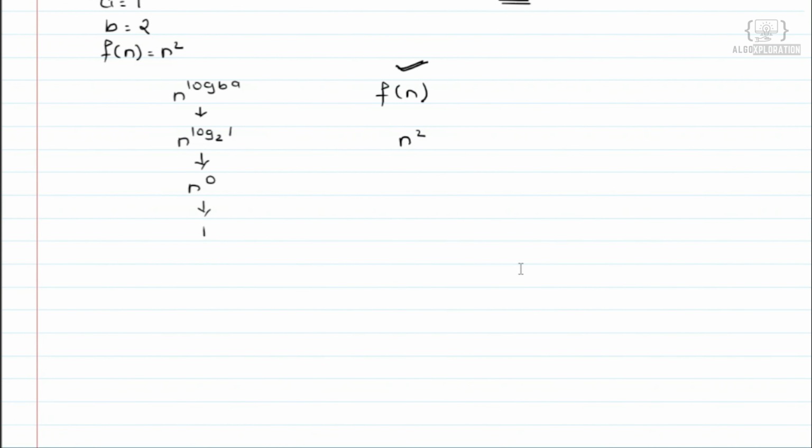Now let's take another example. T(n) = 8 * T(n/2) + n². Now the value of a here is 8, the value of b is 2, and f(n) is n².